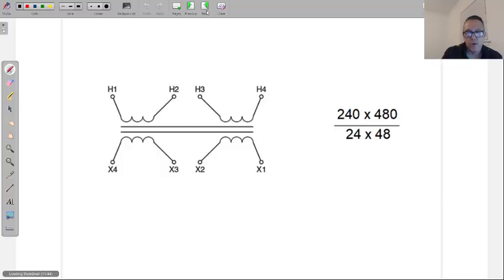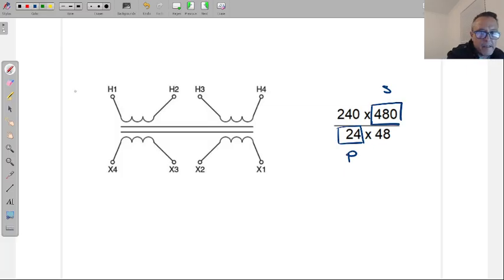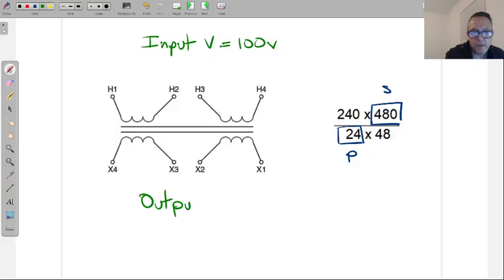All right, so let's approach this question now like that. Let's say we're connecting this transformer in series on the primary and in parallel on the secondary. And now let's say the incoming voltage, or input voltage, I'll just write it all out. Input voltage is, let's say we're connecting 100 volts. And so what we want to know is what the output voltage is.